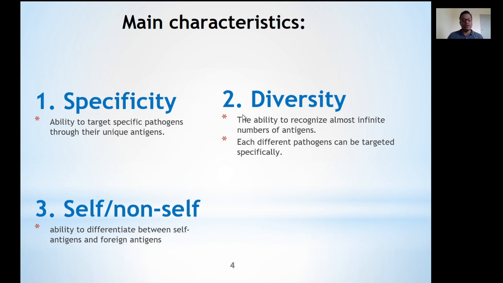We can commonly observe this response in ABO blood grouping, where if the person has blood group A, the body will only accept blood group type A because it will recognize B as foreign. So it is the ability to recognize self versus non-self or foreign antigens.